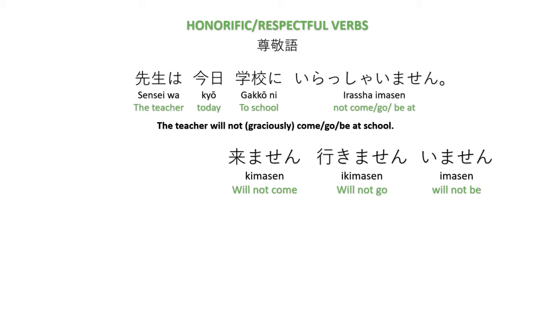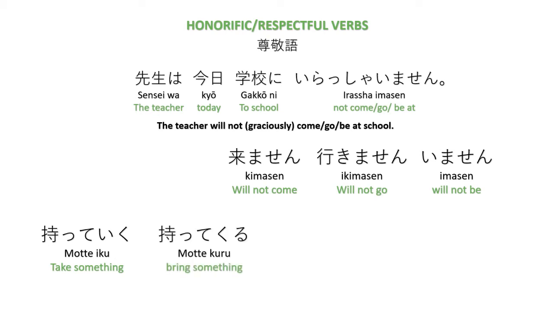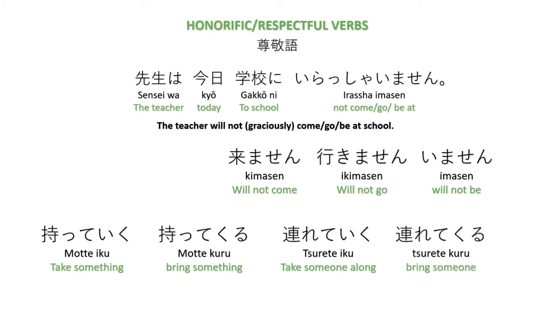We can apply this irasshaimasu to these verbs. So we have motte iku, to take something. Instead of motte iku, we have motte irasshaimasu. We can also use this for motte kuru, bring something: motte irasshaimasu again. And we can also use this for tsurete iku, take someone along: tsurete irasshaimasu, and tsurete kuru, again tsurete irasshaimasu.